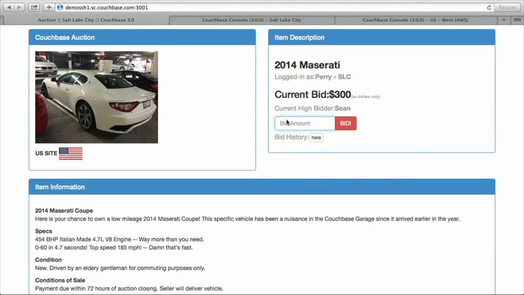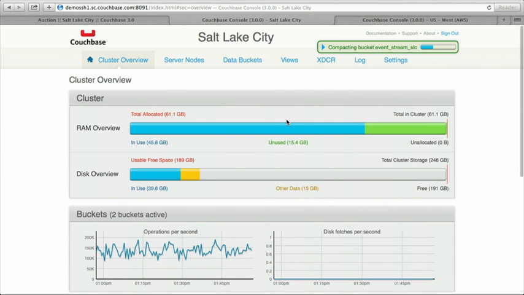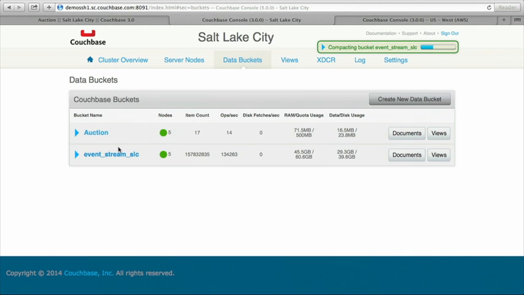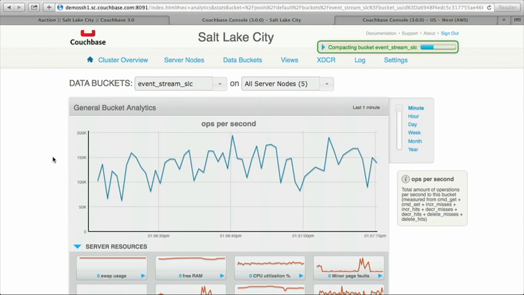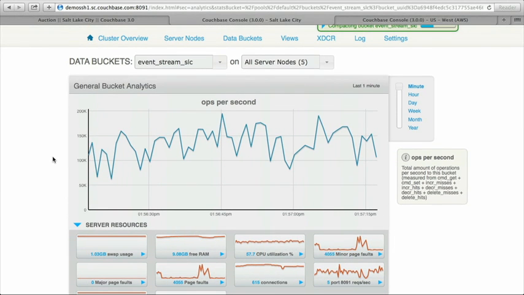But now we're going to go from the application down into the clusters that are running. Sure. So over here on our Salt Lake City side, I have a brand new 3.0 cluster running. If we dive into the data, we see that it's doing about 150,000 operations per second.